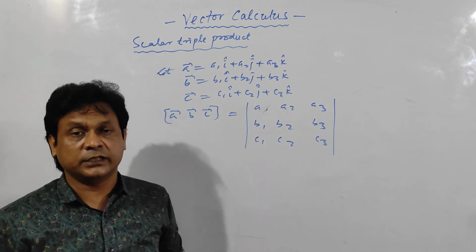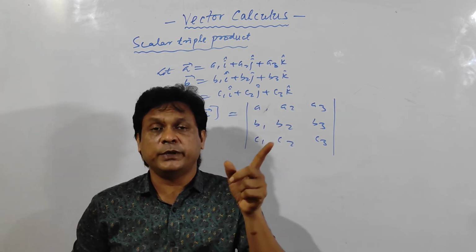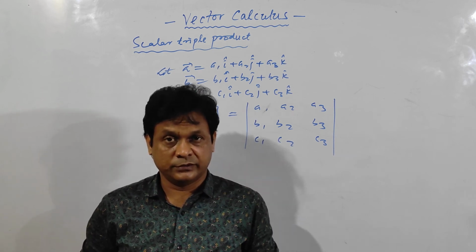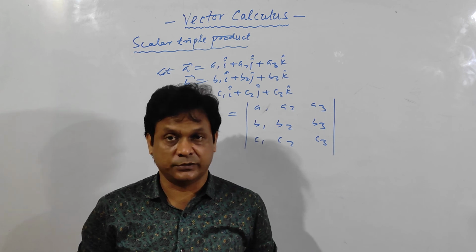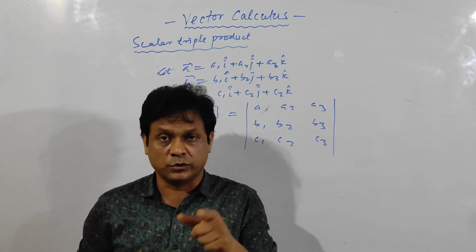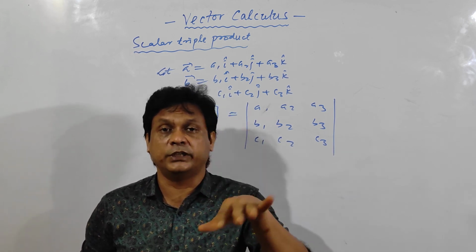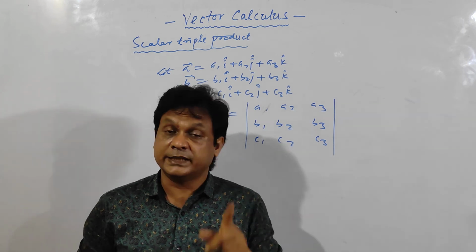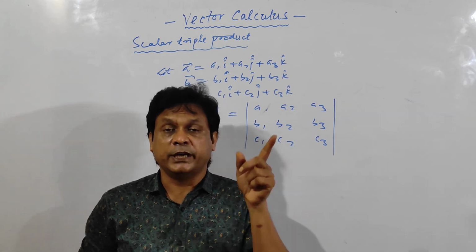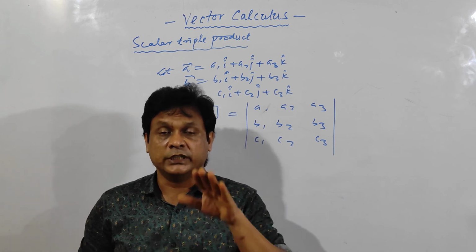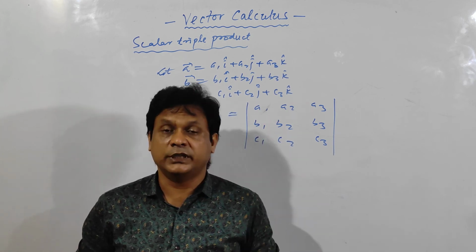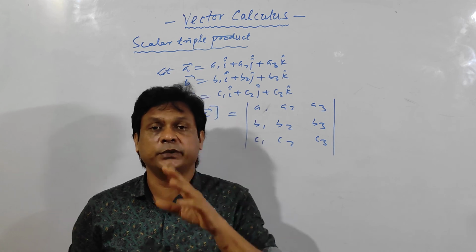And there is a property in determinants. If any two rows are equal, then the value of the determinant becomes 0. And the second part is, if any two rows are proportional, that means one of the rows is a multiple of another row, then in that case also the determinant becomes 0.